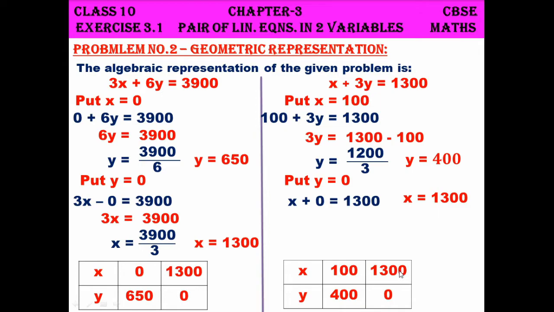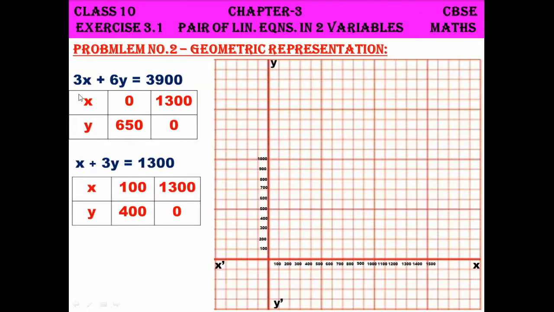Using these values, let me draw the graph. Okay, now these are the equations given and these are the corresponding sets of values I have got. And let me plot them in the graph. As the values are very large, I have taken the scale to be 100, 200, 300. I have taken the scale as 1 centimeter equals 100 units. Okay. Now let me draw the first straight line. The first point of the first straight line is 0, 650. So 650 will be somewhere between 600 and 700. So the first point is 0, 650, somewhere here. And the next point is 1300, 0. So this is 1300, 0.